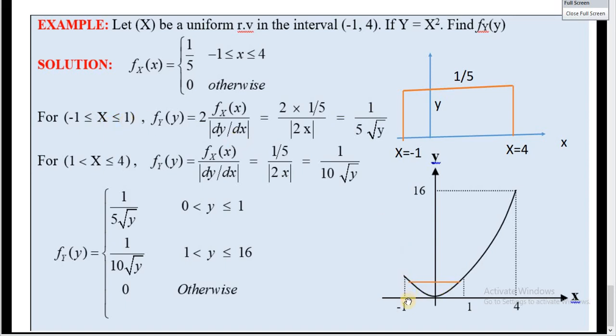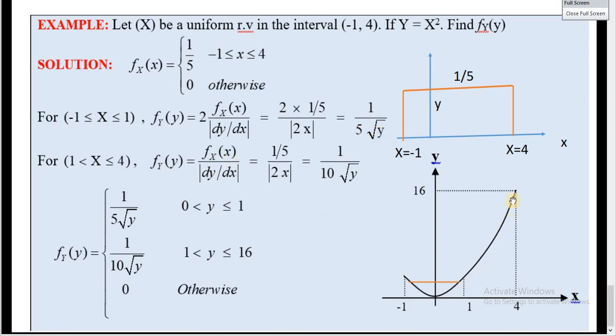Now, for values of x between minus 1 and 1, y varies between 0 and 1. So for y between 0 and 1, which is equivalent to the range x between minus 1 and 1, the density function f of y equals 1 over 5 square root of y.